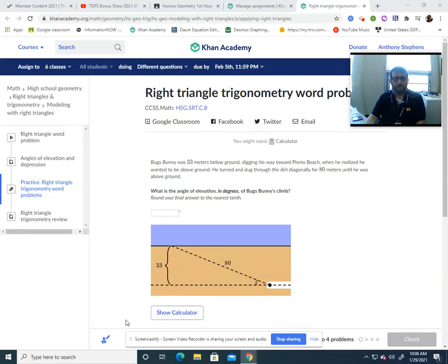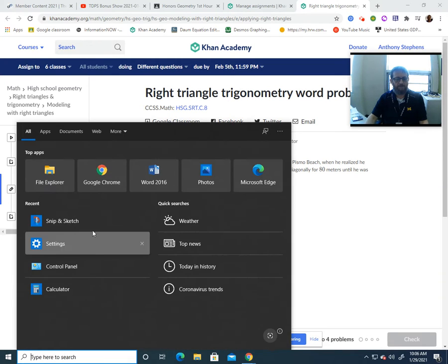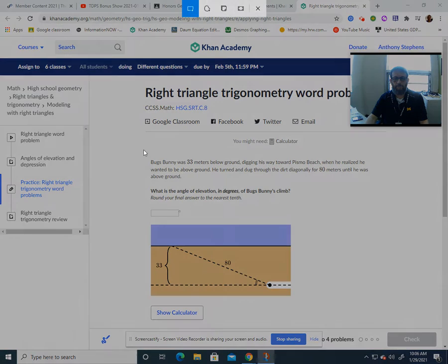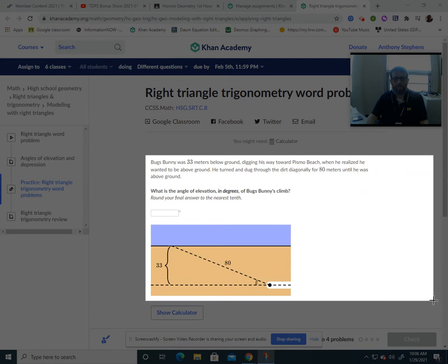All right, triangle word problems. Let's copy this problem and we can work it together.